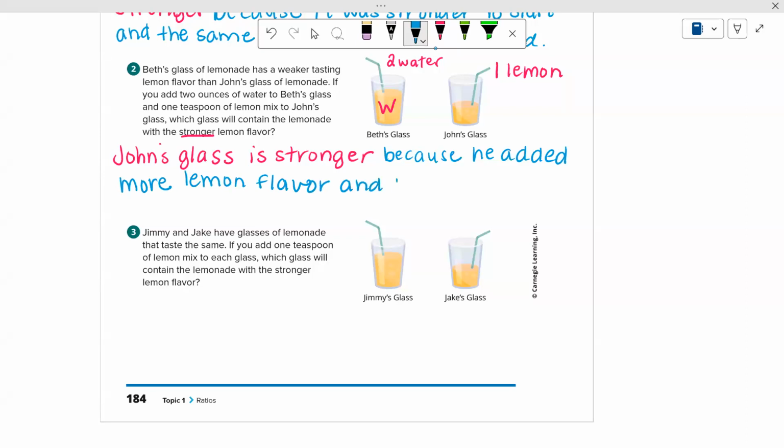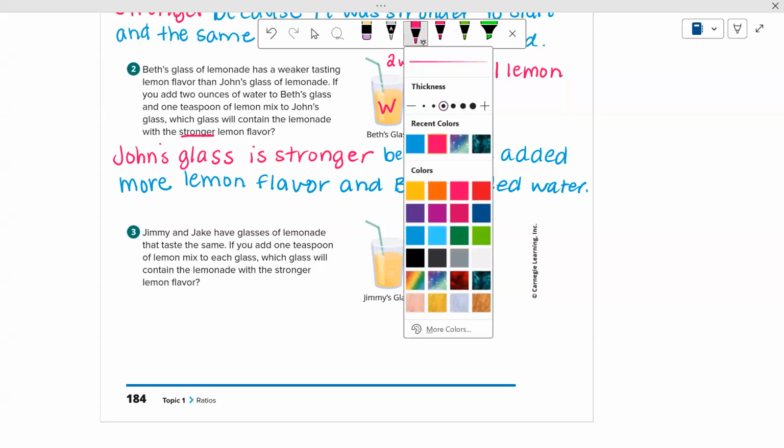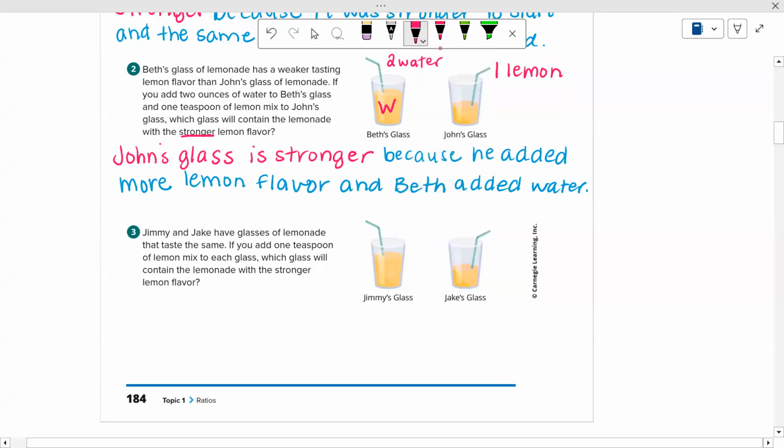because he added more lemon flavor. And Beth added water. So it stands to reason that John's glass is still stronger than Beth's. Again, time to pause if you need to and take notes. Make sure you're writing down what I write down.